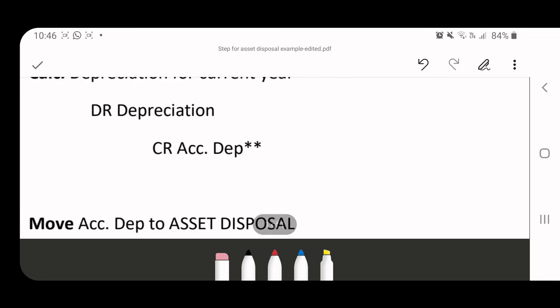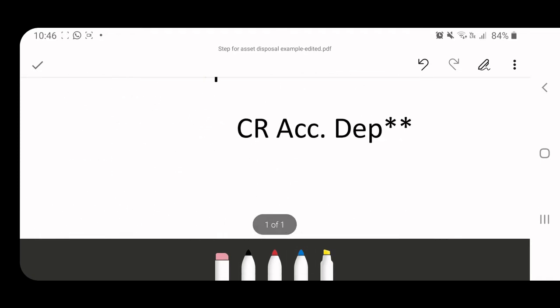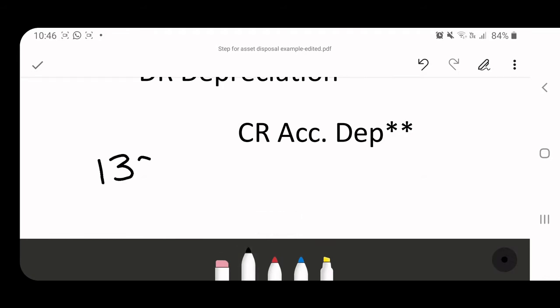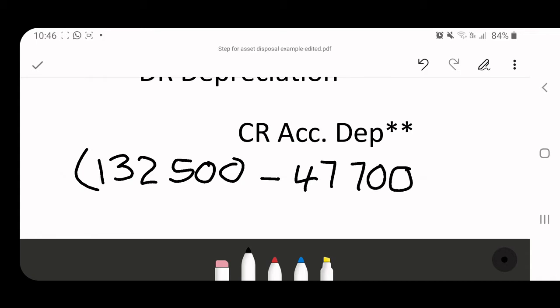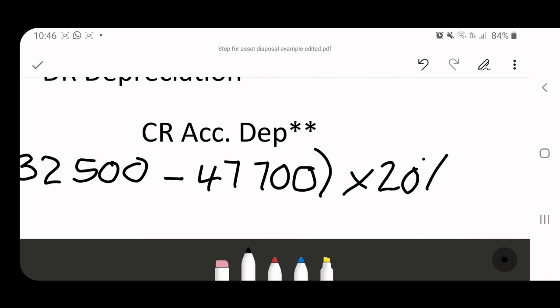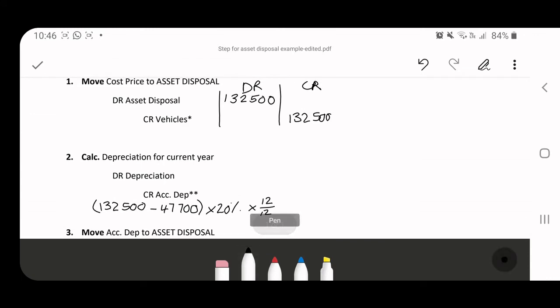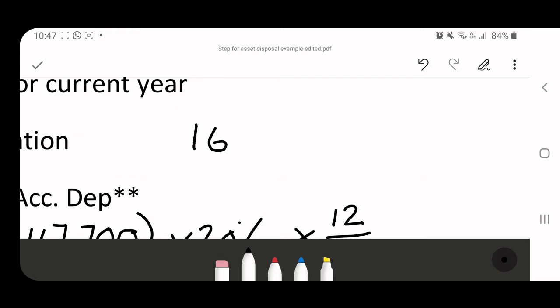So depreciation for the year is calculated on the diminishing balance method, remember? That's what they told us, at 20%. To calculate depreciation, we take the cost price, $132,500, minus the accumulated depreciation from the beginning of the year, $47,700, times 20%. If it was for shortened months you can write it, but we depreciated it for the whole year, so technically it'd be 12 over 12. That gives you a total depreciation for the year of $16,960.